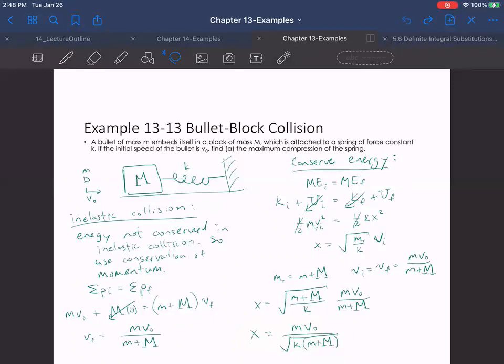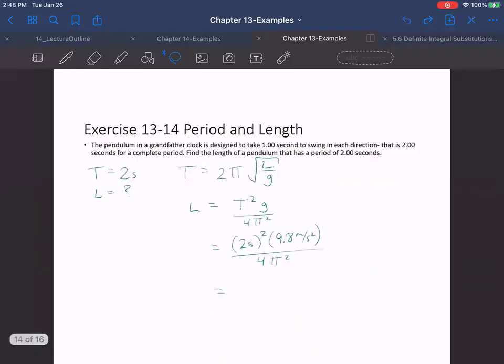So that's 13-13. And now we have 13-14. Here it says a pendulum in a grandfather clock is designed to take 1 second to swing in each direction. So that is 2 seconds for a complete period. Immediately they tell us the period is 2 seconds. Find the length of the pendulum that has a period of 2 seconds. So we're looking for L. We know that T equals 2 pi square root of L over g. We're assuming we're here on Earth with this one.